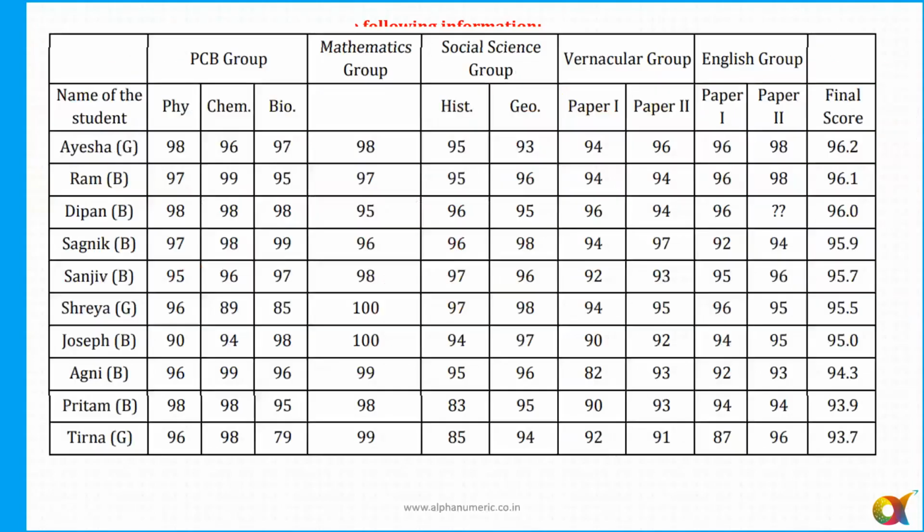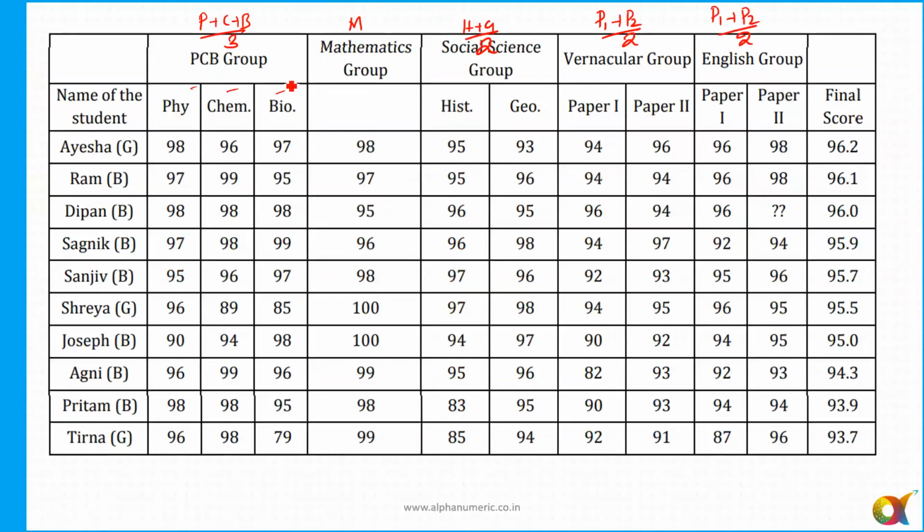Now, again, if you look here, in the PCB group itself there are 3 subjects, physics, chemistry and biology. So the average of the PCB group is physics plus chemistry plus biology divided by 3. For the mathematics group, there is only 1 subject. For the social science group, the average is history plus geography by 2. For the vernacular group, again, there are 2 papers, so paper 1 plus paper 2 by 2. And for the English group also, there are 2 papers, so paper 1 plus paper 2 by 2.